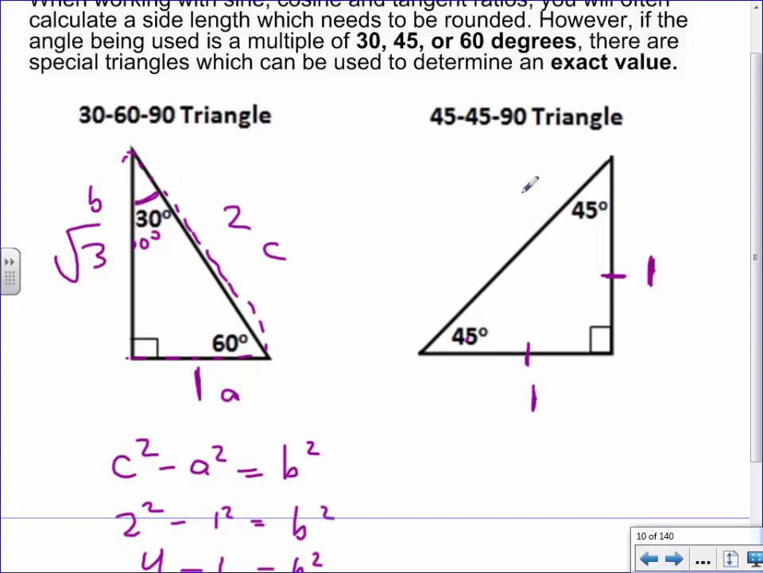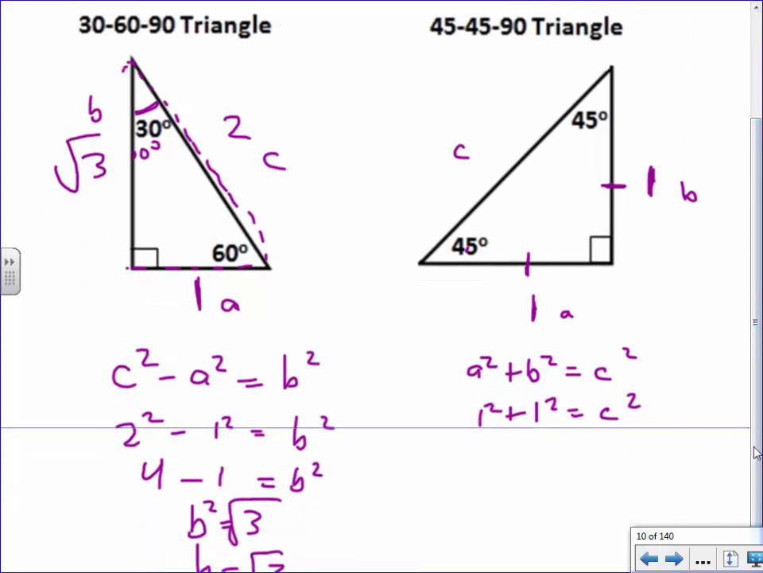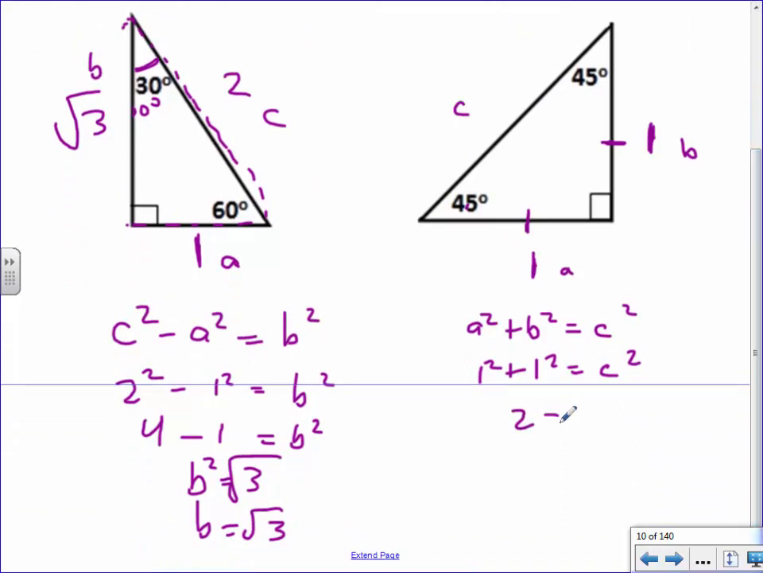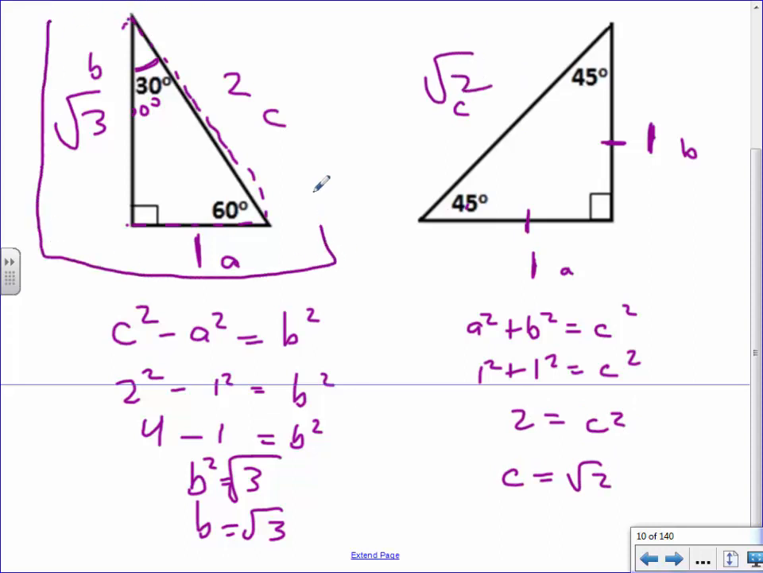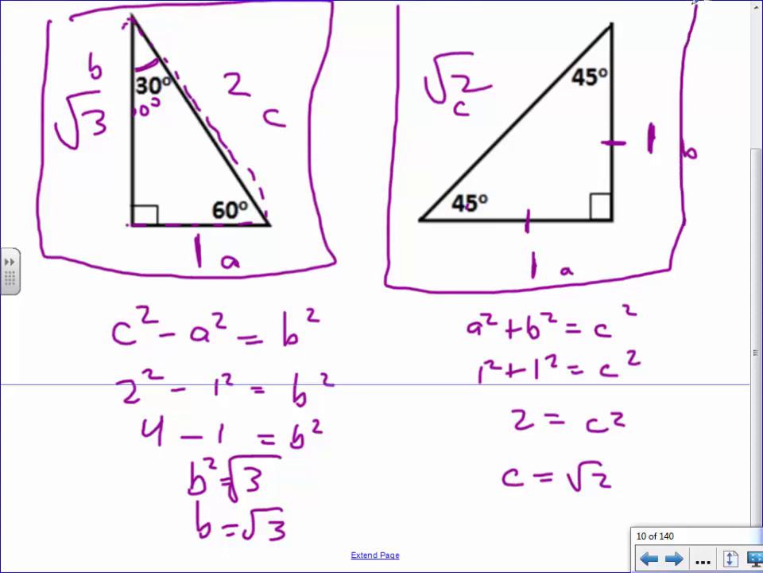If I want to find the hypotenuse, I do something very similar. This side can be A, this side can be B, and this side here can be C. Only this time when I'm solving, I'm going A squared plus B squared to give C squared. So it's 1 squared plus 1 squared. 1 plus 1 gives you 2. So C ends up being root 2. And so you get these two triangles right here, and we're going to use these to help us solve what we call exact values.